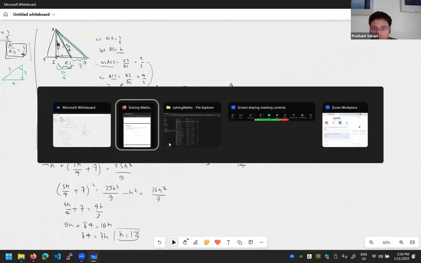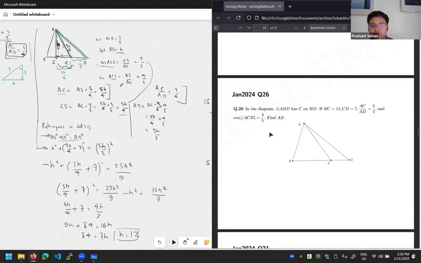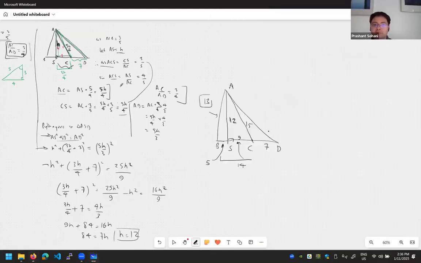And what are they asking in the question? Let me check that. Find AB. So they asked for AB, which we have found as 13. Before we proceed, I will pause for 1 minute if there is any question.